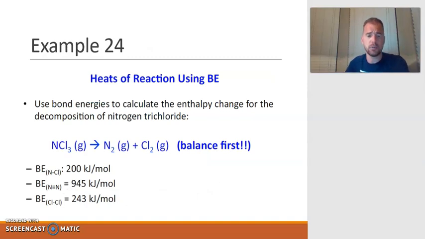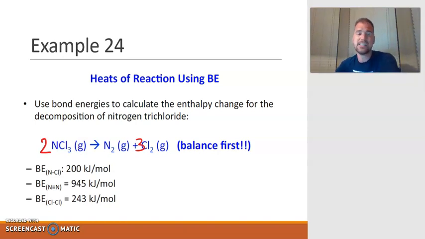Okay, example 24. Using heats of reaction using bond energies, calculate the enthalpy change for the decomposition of nitrogen trichloride. Okay, balance first, because apparently I want you to get some balancing practice, as if you haven't gotten enough this class. Okay, so let's first balance. We need to put a 2 here to balance the nitrogens, and let's put a 3 here to balance the chlorines, and there we go. Everything's balanced. You always want to make sure it's balanced if it isn't already.